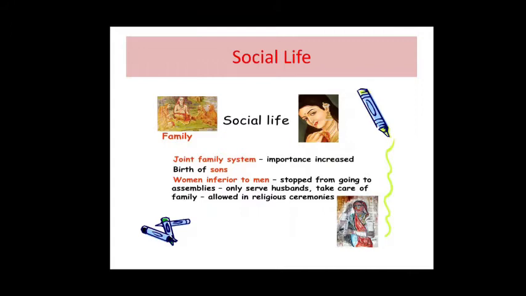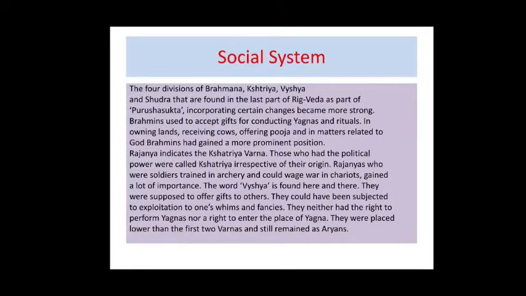Next, the social system. In the post-Rigvedic period, the social system was divided into four divisions, the same as in the Vedic time. The four divisions, Brahmana, Kshatriya, Vaishya and Shudra, are found in the last part of the Rigveda as a part of the Purusha Sukta. The Purusha Sukta, incorporating certain changes, became stronger.